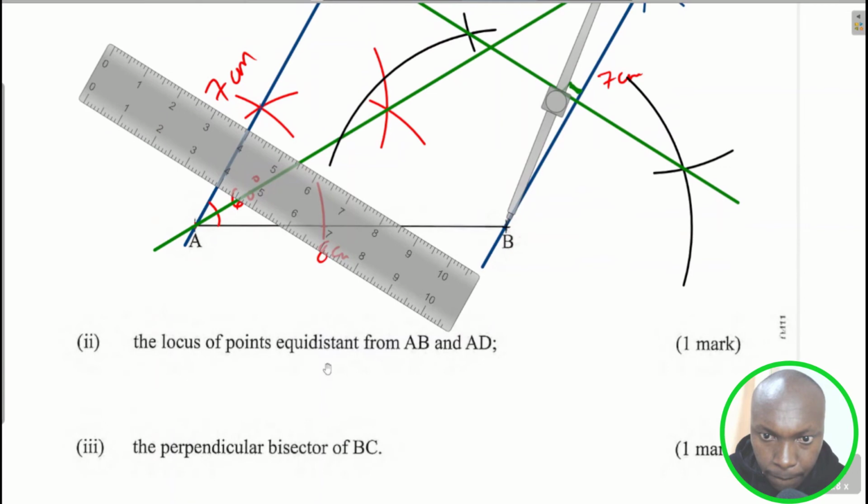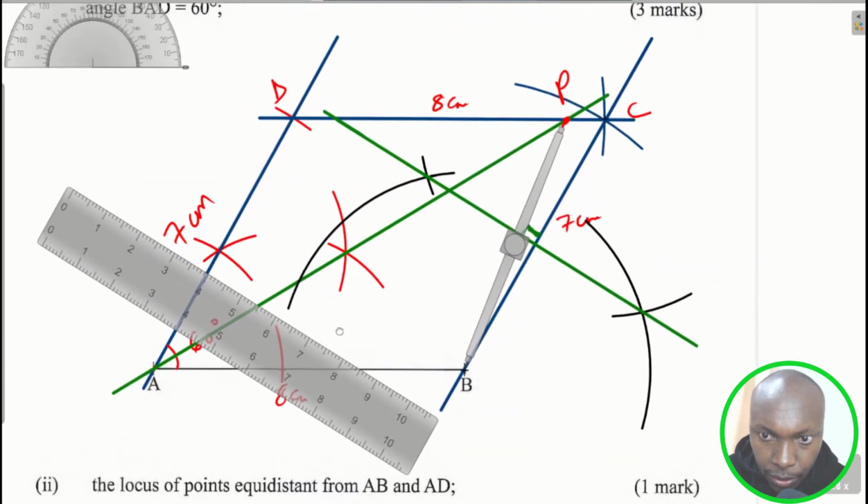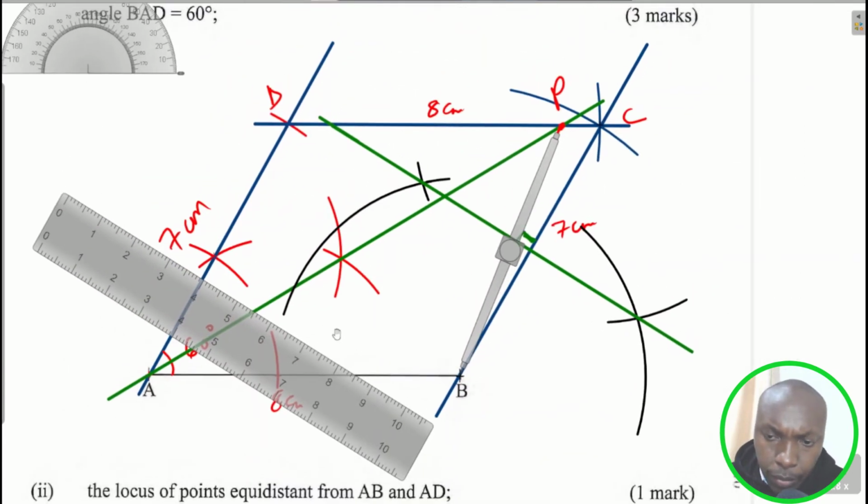So the perpendicular bisector of BC, which type of locus is that? That one is the locus of points equidistant from two fixed points. The fixed points are B and C. That is simply the description of that type of locus. It is the perpendicular bisector of that line BC.